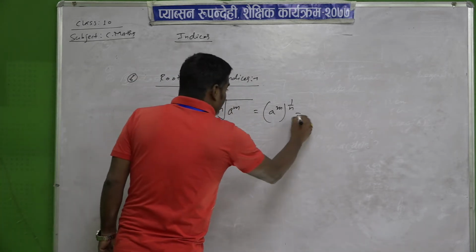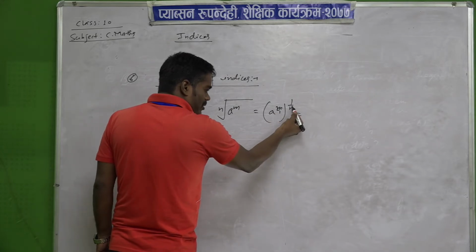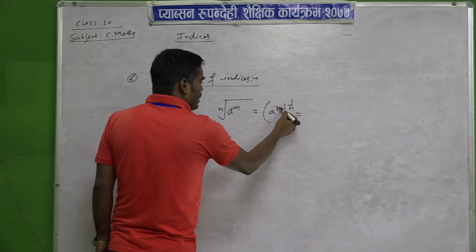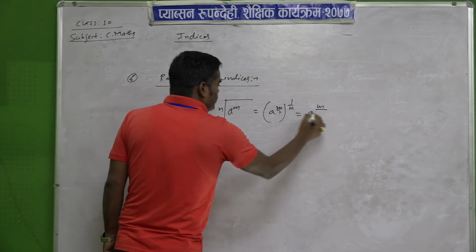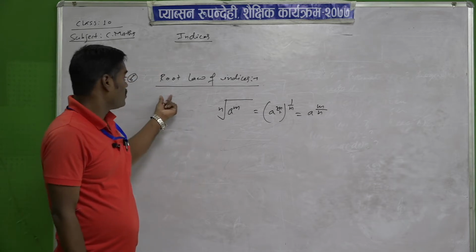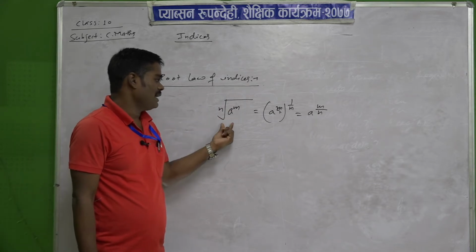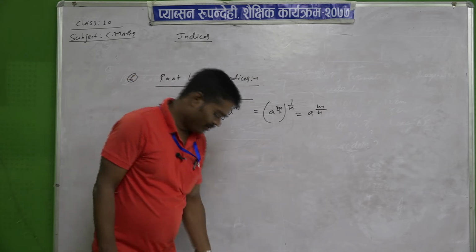So, it became what? Here is also 1. So, power over power, then they are what? Multiplied. So, m into 1 means m, n into 1 means n. So, this is the root law of indices, we can write like this, understand. So, it is all about the law of indices.